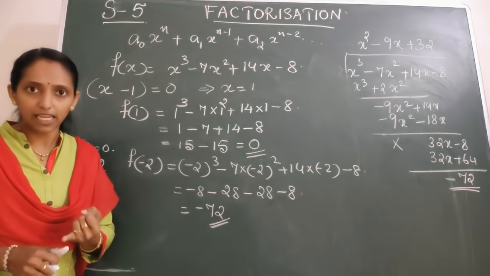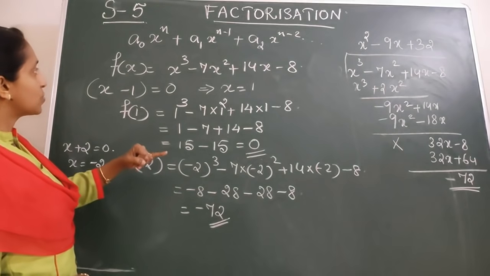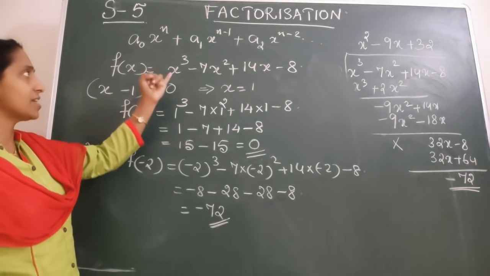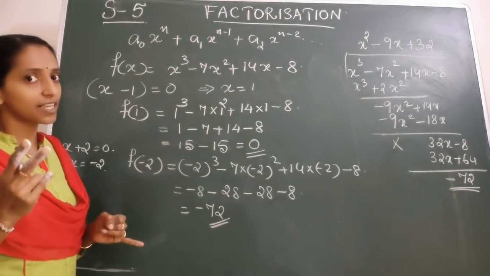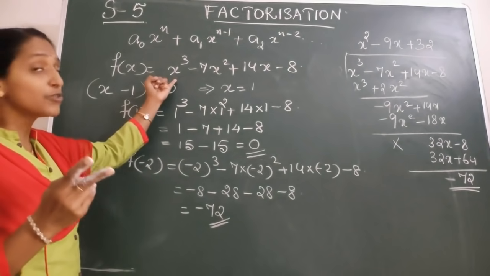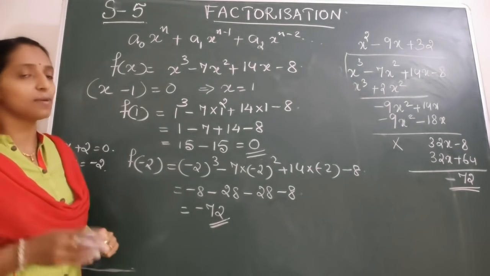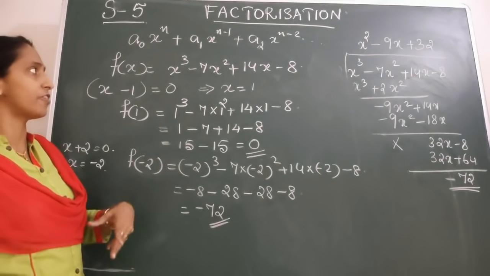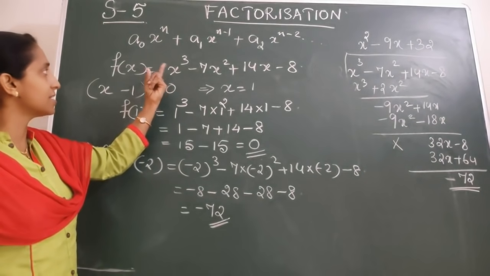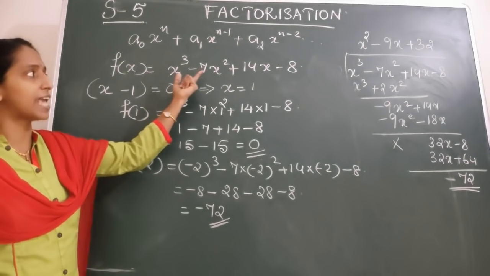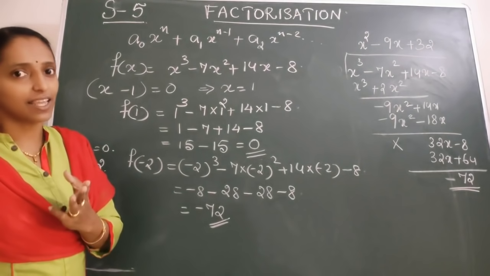Okay, so we were dealing with the factorization of polynomials. As I have told you, a quadratic equation has degree 2, so a quadratic equation gets two factors. According to the degree, polynomials have that number of factors. Here you can see the degree is 3. Degree 3 means this polynomial f of x has 3 factors.